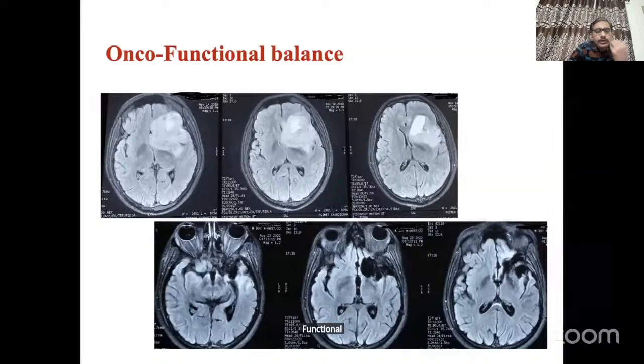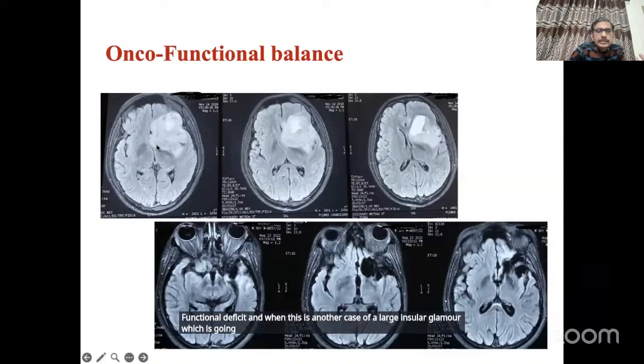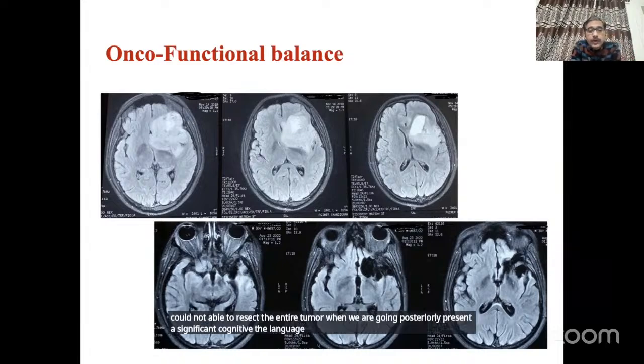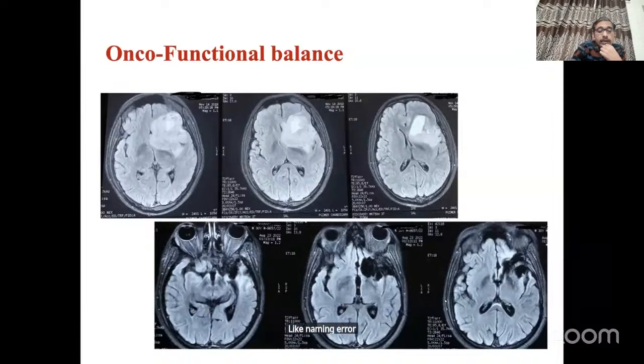This is another case of a large insular glioma, involving the limbic system and going up, almost pushing the thalamus. When we tried to resect the entire tumor, we could not. When we were going posteriorly, significant language deficits were found, the patient had naming errors, and cognitive decline was detected. So the resection was stopped.